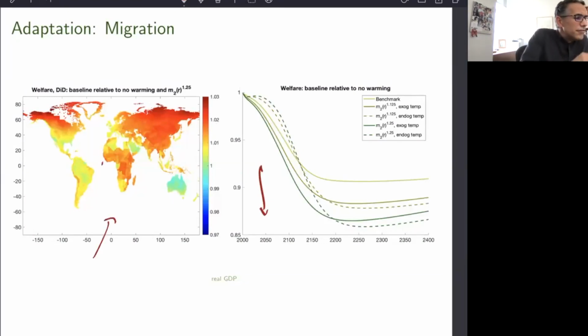Here is the diff and diff. So the effect of climate change with and without the increase in migration costs, or without minus with the effect of migration costs.